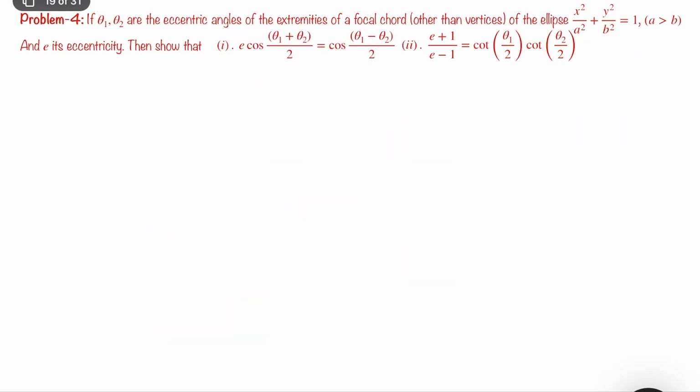Problem 4. If theta 1, theta 2 are the eccentric angles of the extremities of a focal chord other than vertices of an ellipse x square by a square plus y square by b square equal to 1. Here a greater than b case and e its eccentricity, then show that e times cos of (theta 1 plus theta 2) by 2 equal to cos of (theta 1 minus theta 2) by 2. And second one, (e plus 1) by (e minus 1) equal to cot of theta 1 by 2 times cot of theta 2 by 2. Okay.